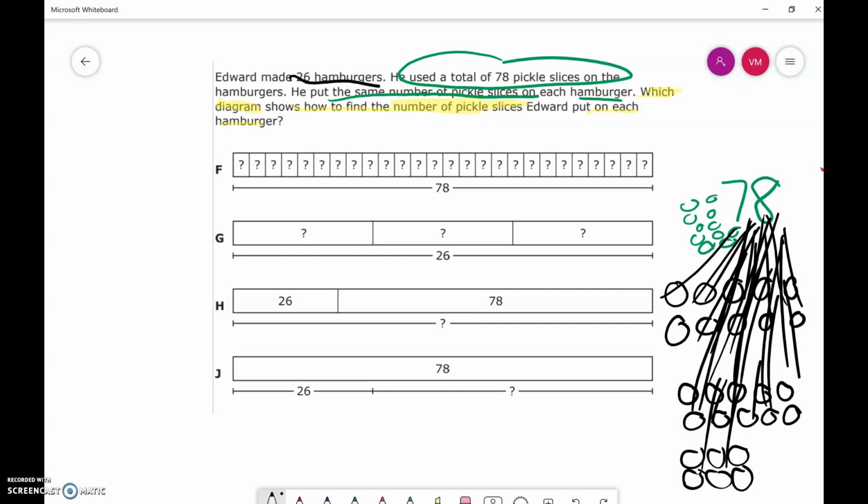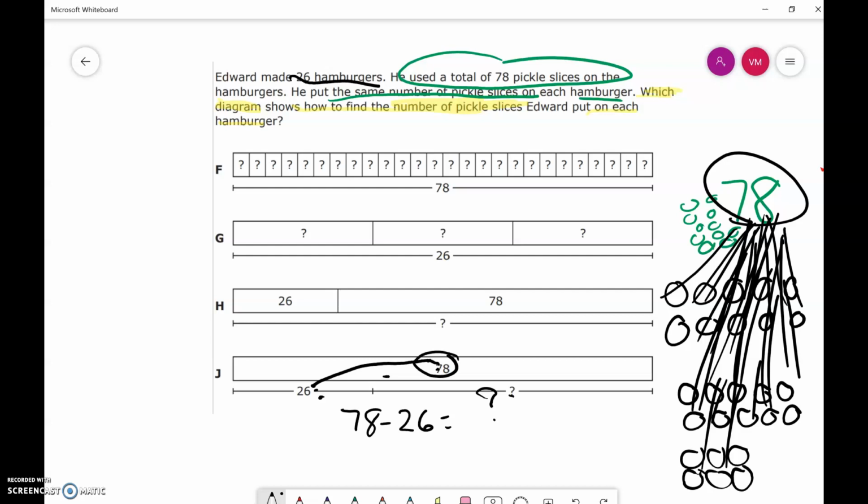So let me see. I'm going to start with J in the bottom. It said I had 78 pickles. Okay, so that's what I started with. But I didn't put them in 26 burgers. And I don't think I'm subtracting 78 minus 26. Okay, that's the remainder. So this diagram is saying 78 minus 26.